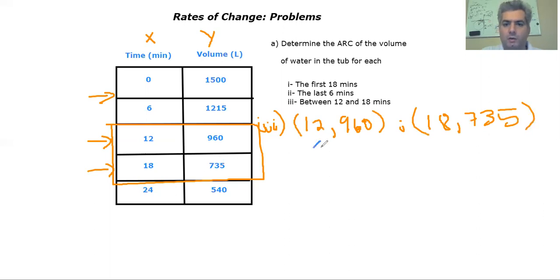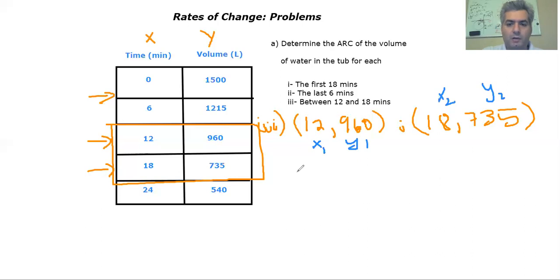So this is x1, y1, x2, y2. All right. So again, you can start with the first point being x2, y2, and the second being x1, y1, but you don't want to mix and match where you're putting the 12 with the 735 or the 18 with the 960. You don't want to get in that situation. Try not to overcomplicate it so that you don't end up coming up short in the problem and getting the wrong answer.